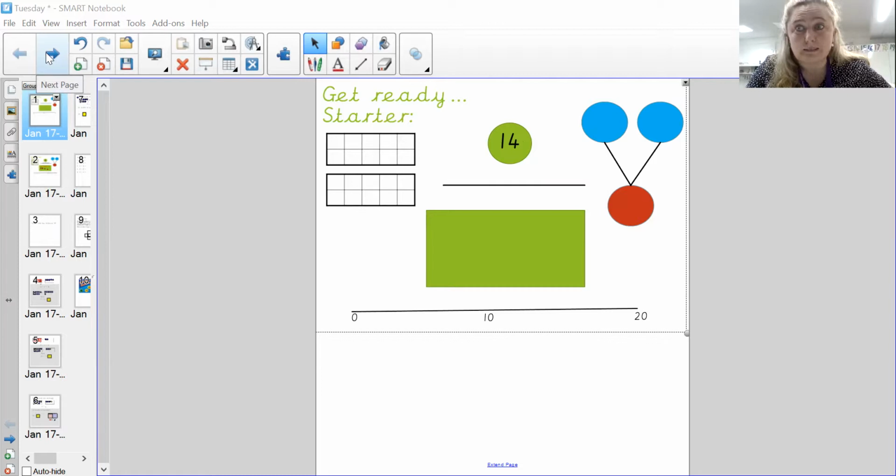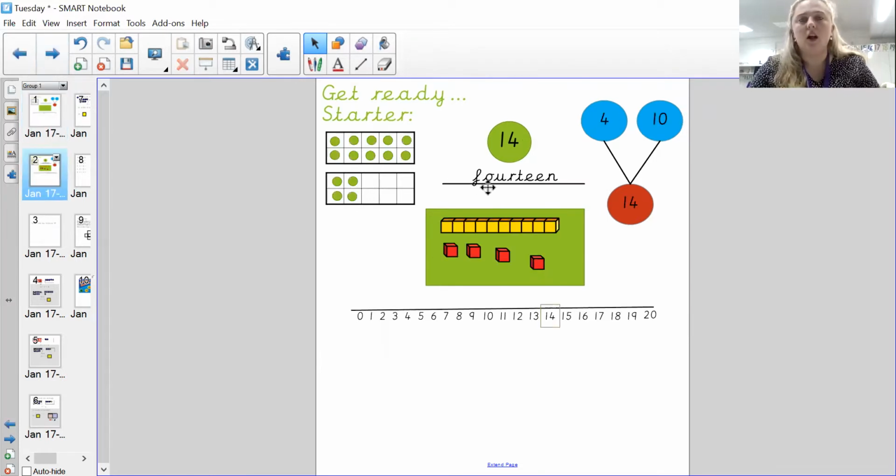You ready? There they are, the word 14. What 14 would look like in two tens frames. What 14 would look like using Dienes: a 10 and 1, 2, 3, 4 ones. The number 14 on a number line, there it is. And I've split my 14 into 10 and 4. Okay, well done if you got that.